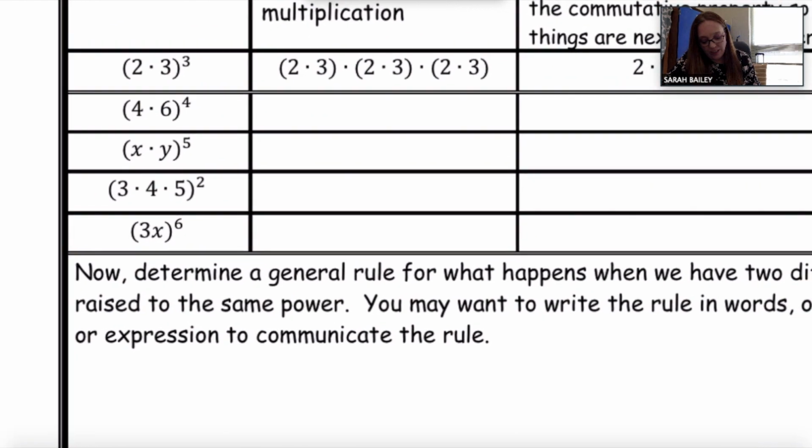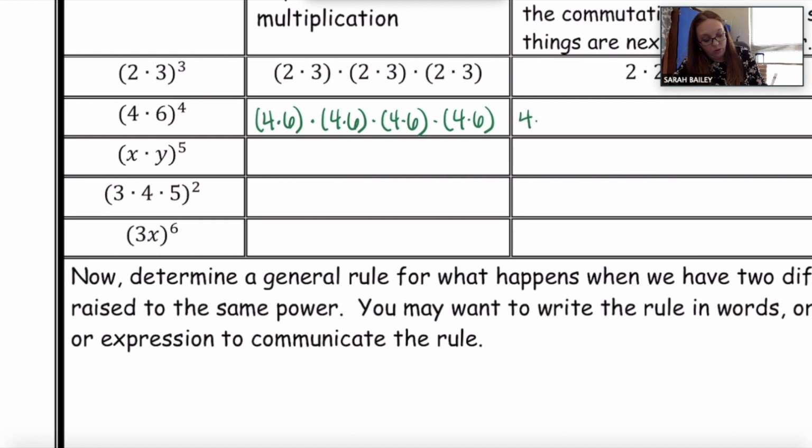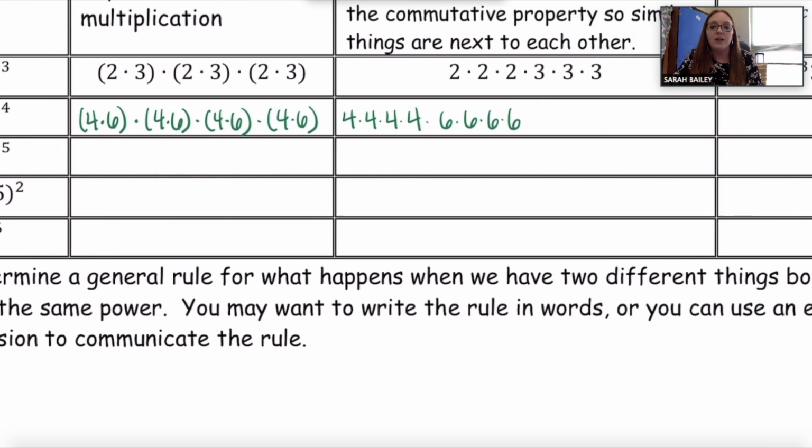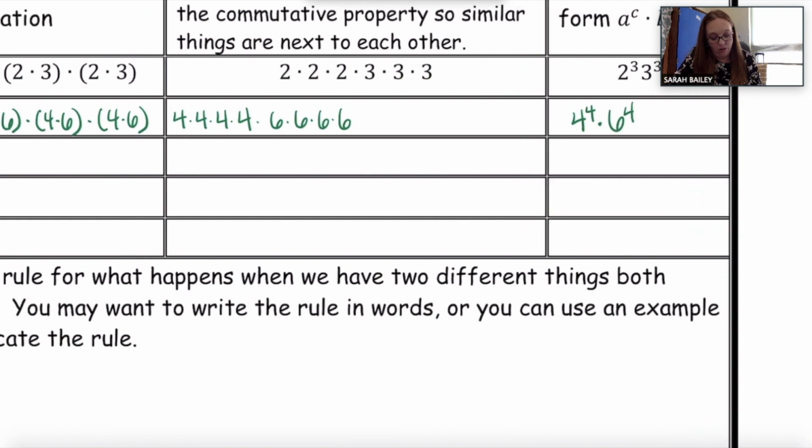So for the next one, it's 4 times 6 in parentheses to the 4th power. So I'm going to have 4 groups of 4 times 6. So there's 1, 2, 3, and 4. Now I can drop my parentheses and I can put all the 4's together and all the 6's together. So 1, 2, 3, 4, 1, 2, 3, 4. So what is that going to be? So that's 4 to the 4th power times 6 to the 4th power. And that's it. Let's try another one.